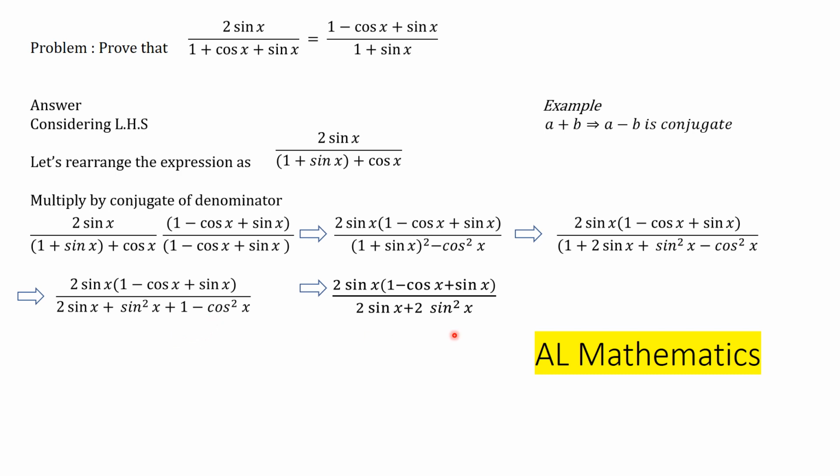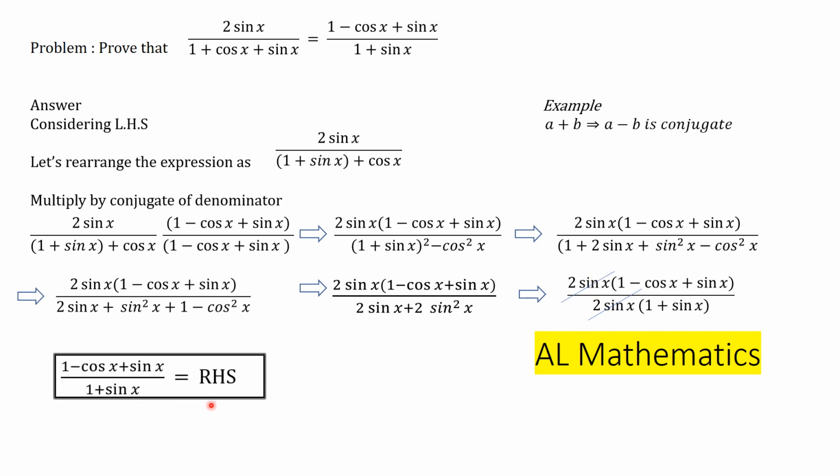Now we are almost done. We can get the factor out, which is 2 sin x and 1 plus sin x, and 2 sin x will cancel out, and we get the right hand side.